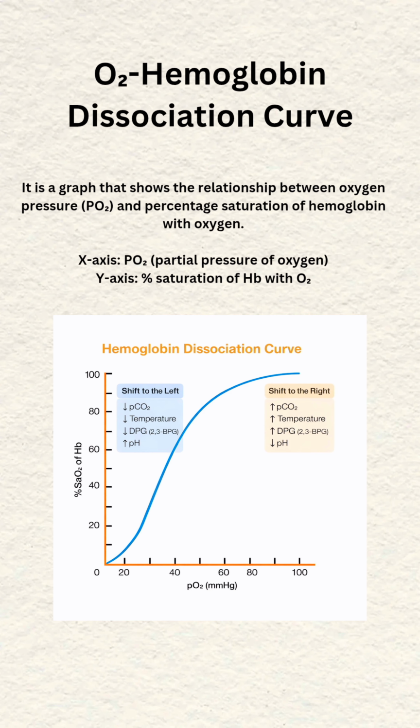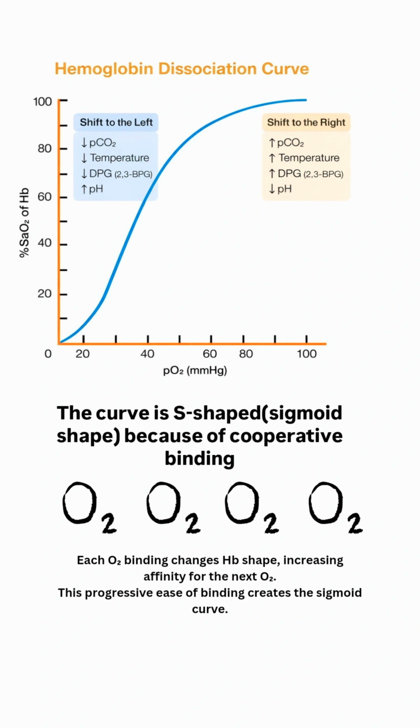Now let's learn about the hemoglobin dissociation curve. On the x-axis there is the partial pressure of oxygen and on the y-axis the percentage saturation of hemoglobin with oxygen. The shape of the curve is sigmoid because of cooperative binding. Each O2 binding changes the hemoglobin shape and increases the affinity for the next O2. This progressive binding creates the sigmoid curve.